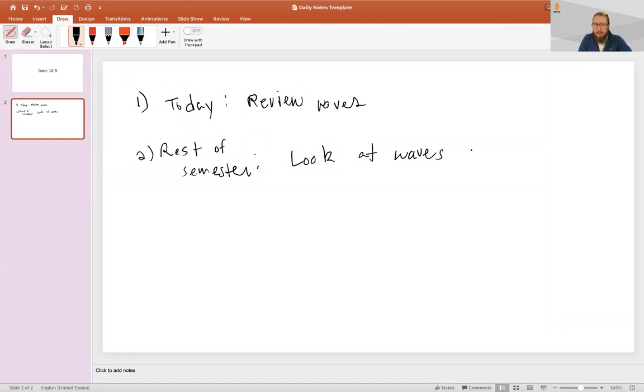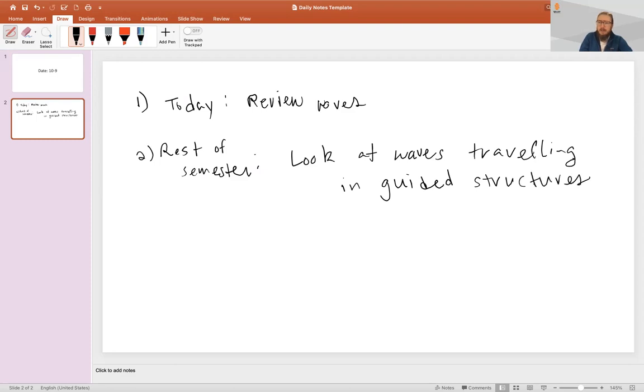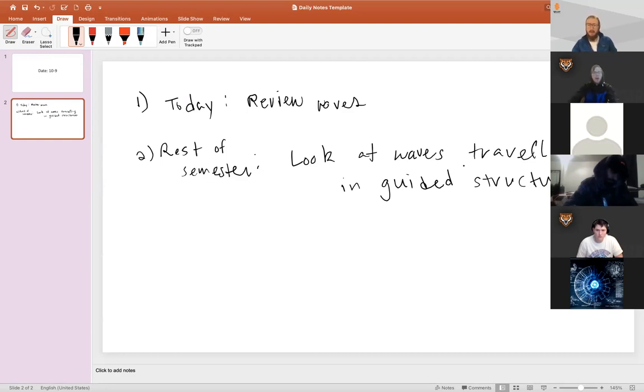And sometimes we could even say, look at waves traveling in guided structures. So does anyone know what I mean by guided structures, or the difference between a guided and unguided wave? Traveling through a medium. Yeah, so unguided waves are often traveling through a medium like air or something. But you could fill a guided structure with a medium. So guided waves travel in some kind of mechanical structure or built structure.